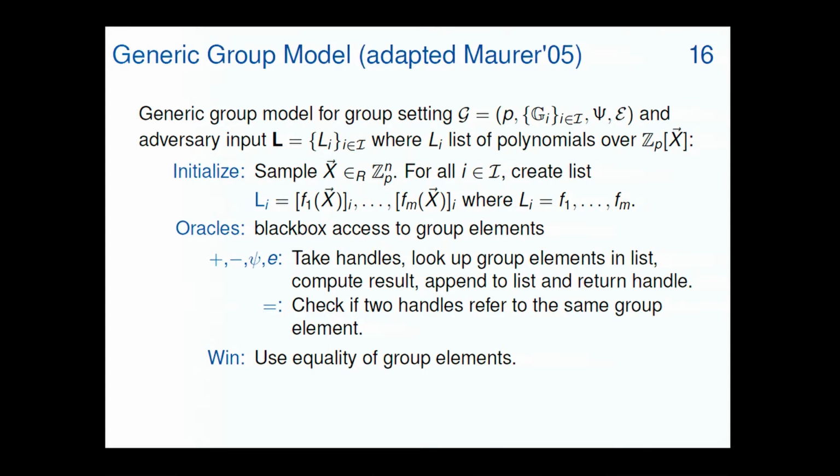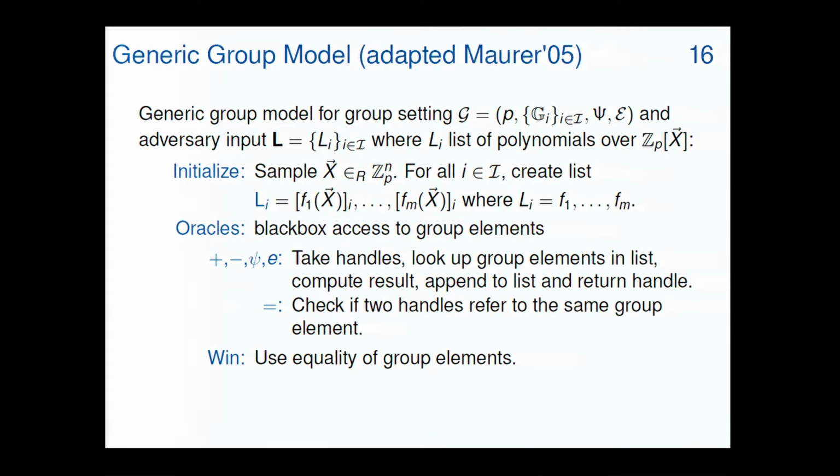So first, the concrete generic group model is specified by giving a group setting, which is, again, an index set of groups, a set of isomorphisms between the groups, and a set of n-linear maps. And by the adversary inputs, these are the initial group elements that the adversary has access to. And these are specified by giving, for each group, a list of polynomials.